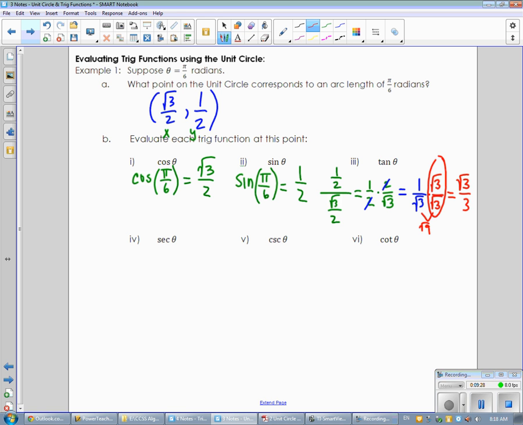When we're dealing with secant, we said this is the same thing as flipping x. So the secant of pi over 6 is going to be what happens when I flip x. And so to do that, I get 2 over the square root of 3.